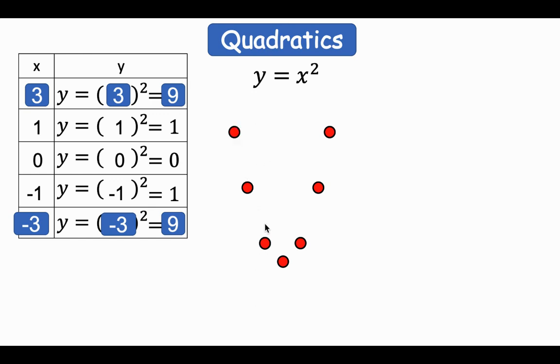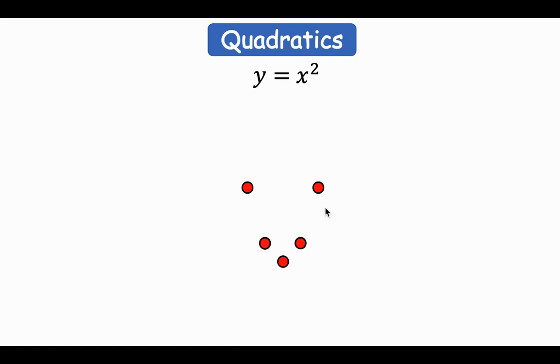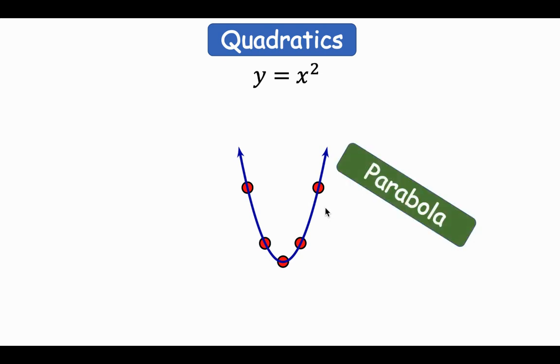So I've got to think about a shape that I can hit all these points with. Now, it's not going to be a straight line. I have to curve this a little. So your graph is going to look something like this. This is called a parabola, all right?